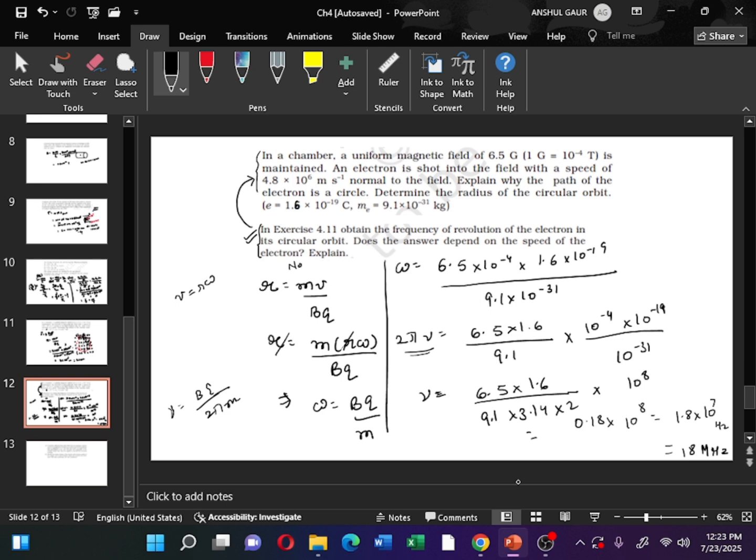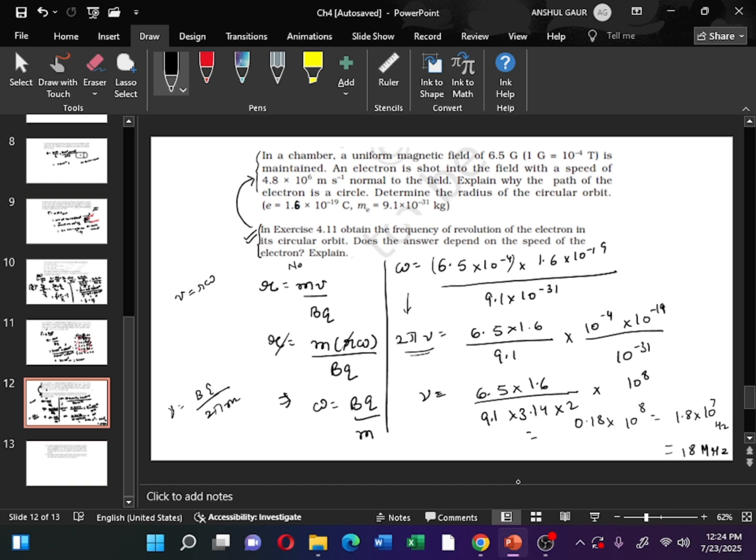Omega is equal to Bq upon m. Putting the respective values, first of all we convert the value of the magnetic field, which is given in Gauss, to the value in Tesla by multiplying it with 10 to the power minus 4. So 6.5 into 10 to the power minus 4 into the charge of the electron, which is 1.6 into 10 to the power minus 19 coulombs, upon the mass of the electron, which is 9.1 into 10 to the power minus 31 kg. Now putting the value 2 pi nu in place of omega, because omega is the radian frequency, radians per second, and nu is the cycles per second frequency or the hertz frequency. So we have to calculate the hertz frequency.